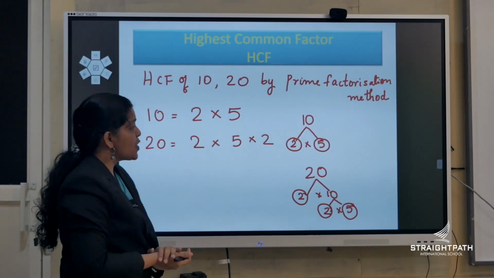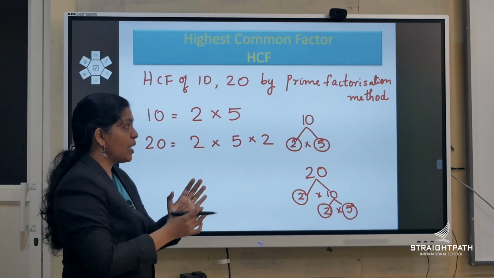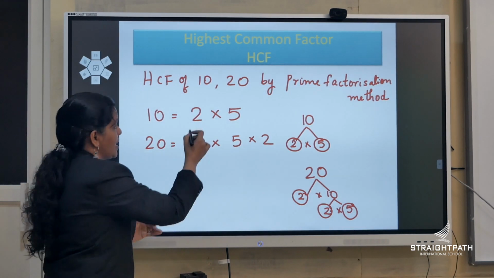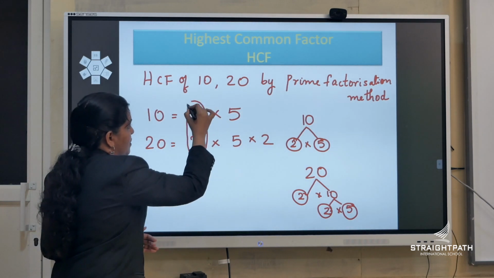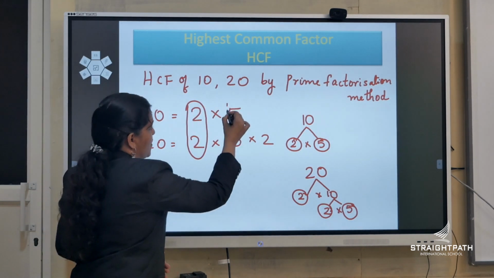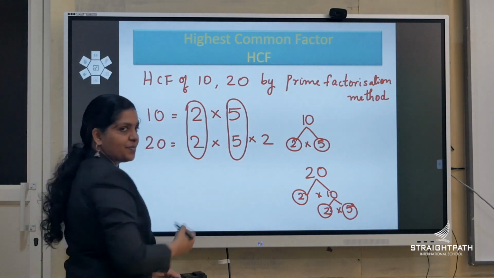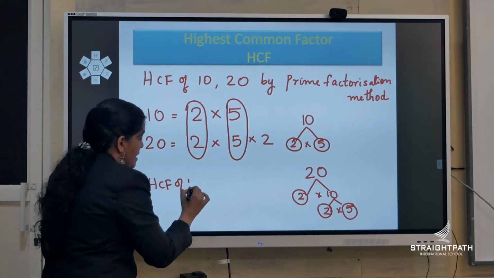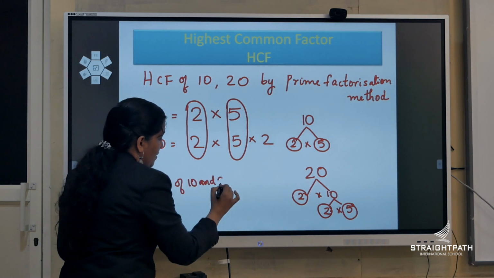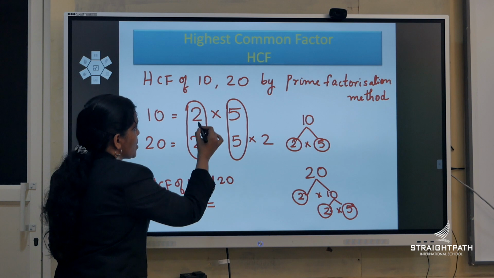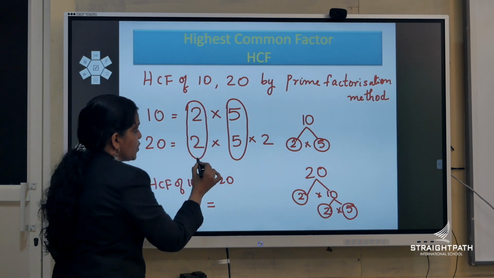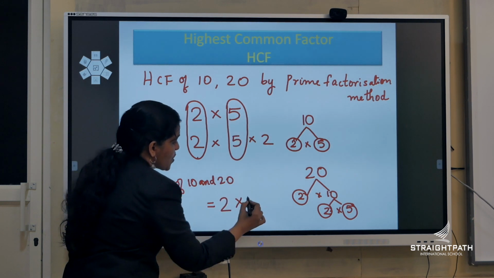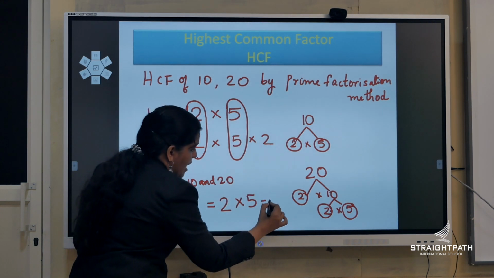Correct. So, now what you have to do? Tell me which are the common factors there, common to both 10 and 20. Yes, 2 is a common factor, as well as 5 is also a common factor. See? So, the HCF of 10 and 20 is equal to, from these common factors you choose 1, 2 into, from here you can choose 1, 5. So, 2 into 5 is 10. See?